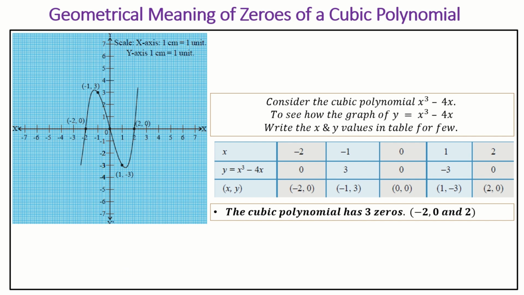This is a cubic polynomial. It looks like this. Obviously, you can see there are three zeros: minus 2, 0, and 2. These three zeros are there for the graph. How to construct a polynomial? Basically, you take the equation and take some values for x and calculate the value of the polynomial. You call it y. Then x comma y is the point you have to draw.